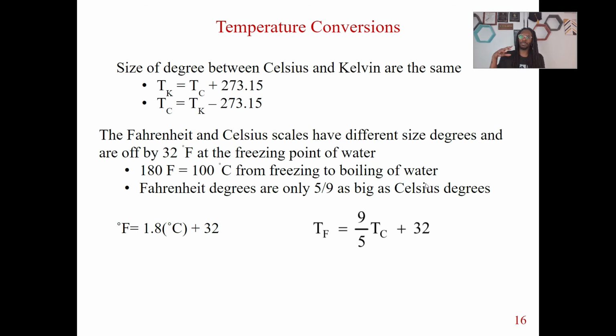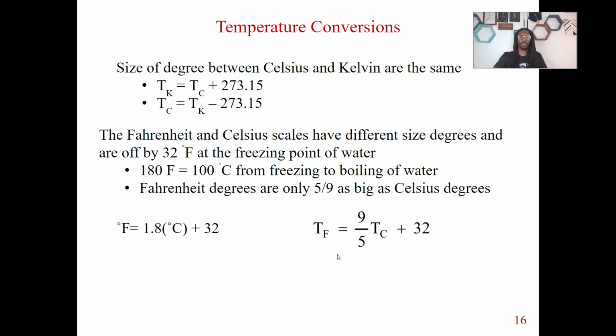Because of this difference in scales, it's a little bit more complicated when we're going from Fahrenheit to Celsius. Basically, Fahrenheit degrees are only 5 out of 9 as big as Celsius degrees. Because of this, these are our conversions. These are the same conversions.